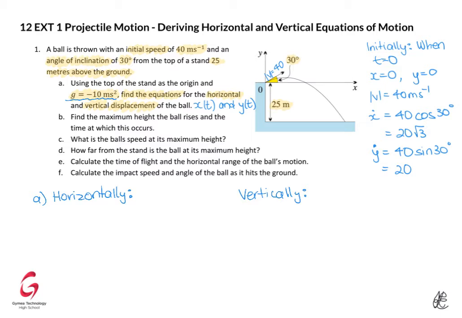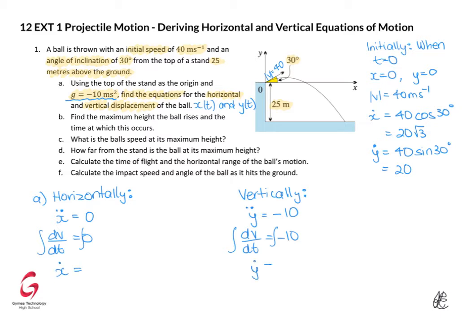So horizontally, there is no force of acceleration acting on this particle. So we say the horizontal acceleration is 0. And vertically, we've been told to use this value of -10 to describe gravity. So the vertical acceleration acting on the particle is -10. And the second step we are going to now do, they are both derivatives of our velocity. So we rewrite them as the derivatives, and then we integrate both of these to find the horizontal velocity and the vertical velocity.